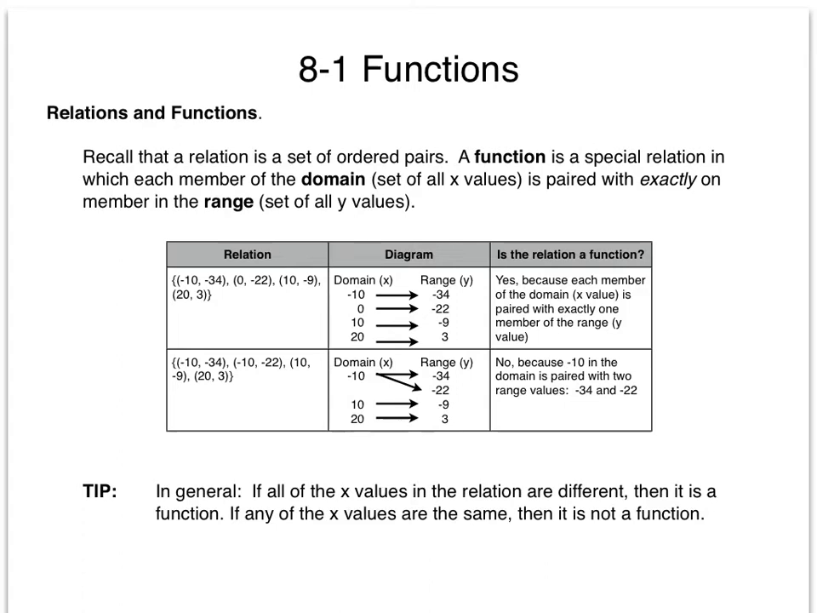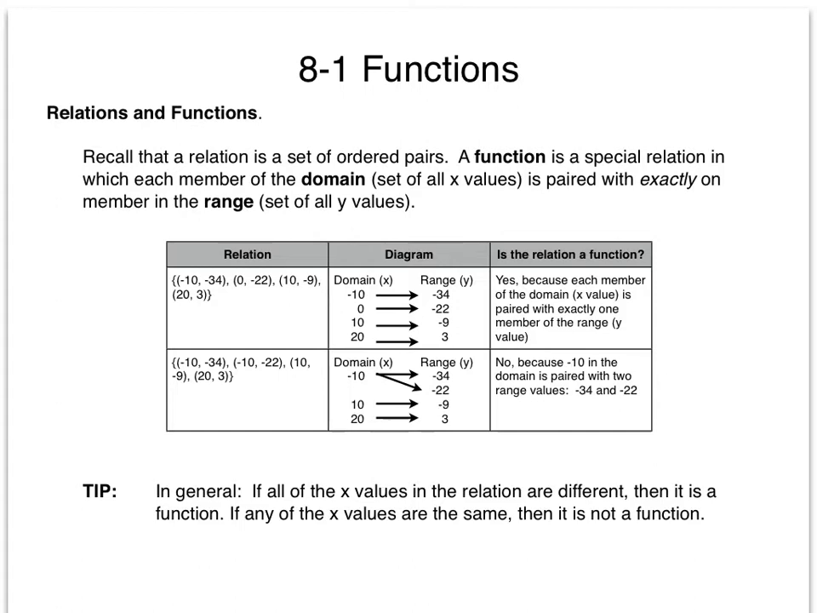In the first example, we have the relation (-10, -34), (0, -22), (10, -9), and (20, 3). I've listed the domain, which is the set of x values, -10, 0, 10, and 20, and the range, -34, -22, -9, and 3. So you can see that each one of the members of the domain is paired with exactly one member of the range. So this relation is a function.